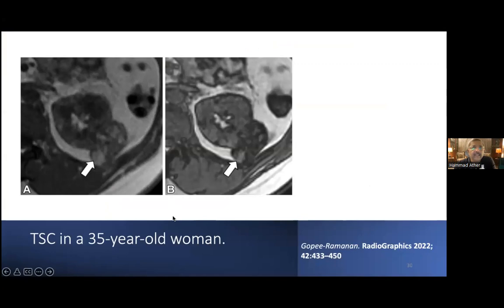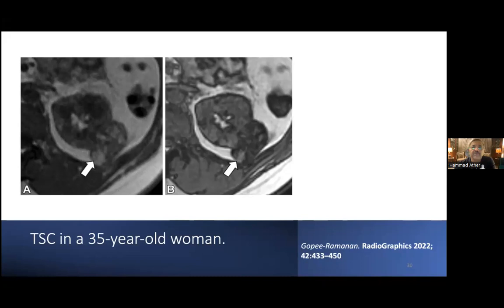This is a 35-year-old lady who has the tuberous sclerosis complex. And you can see that in this axial section, there is a large lesion, which is partly endophytic, partly exophytic. And it has a hyperintense area here where the arrow is pointing out. Now, if you look in this nephrographic phase, again, this lesion is becoming less hyperintense. This is a typical appearance of angiomyolipoma seen in patients with tuberous sclerosis.